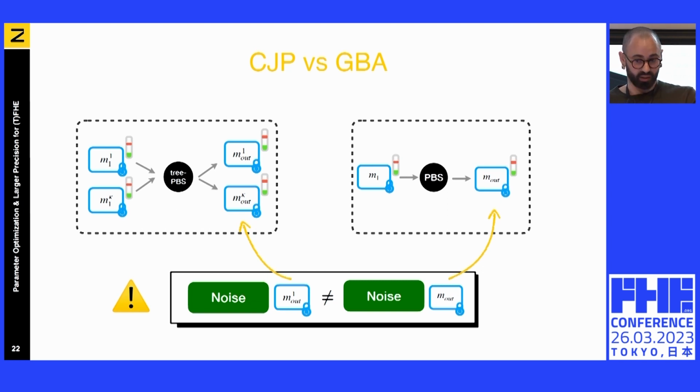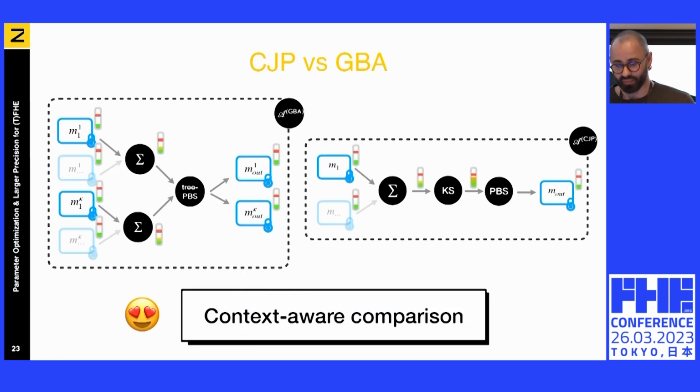And also, in the three PBS in the GBA atomic pattern, you have more parameters. So it doesn't really make sense. So we need to find a way to compare them together in a way that makes sense. So we need to have them sharing the same exact context. So that's really fundamental.